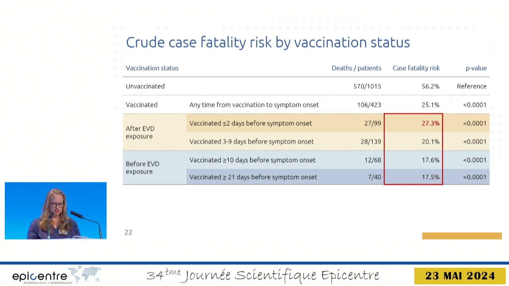Importantly, vaccination even only 2 days or fewer prior to symptom onset after EVD exposure, when a patient was already infected and incubating the virus, resulted in a case fatality risk of 27.3%. This is still less than half that of the unvaccinated patients in our cohort, and to our knowledge, lower than case fatality risks reported in all previous literature and outbreaks. This means that vaccination, even when administered late, is still beneficial for reducing the risk of death. Now let's look at the adjusted analyses.